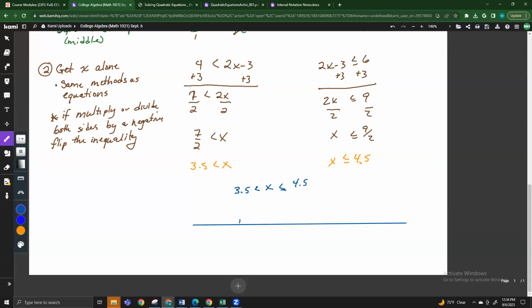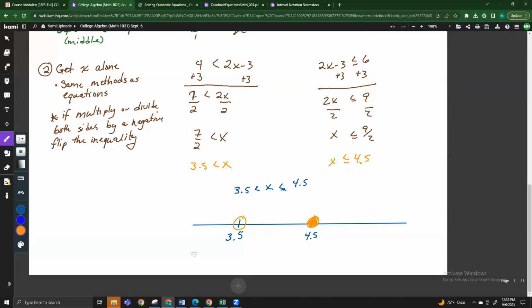Now, I do need those numbers, so 3.5 is the smaller number. 4.5 is the bigger number. Remember, if there's negatives, we have bigger issues. I know the x is less than, without the or equal to, is an open circle. So I'm going to start by putting an open circle at this number. The less than or equal to is going to be a closed circle, and that's by that 4.5. And so that looks like that.